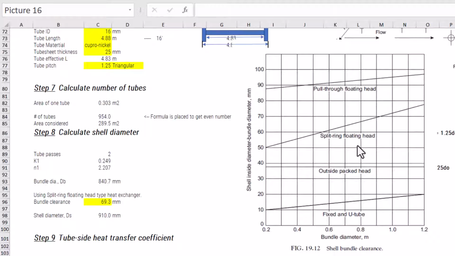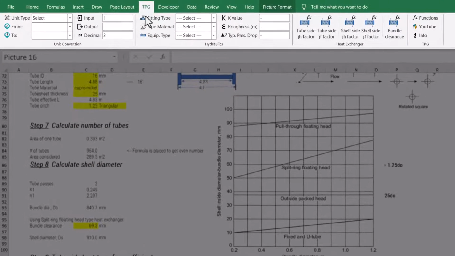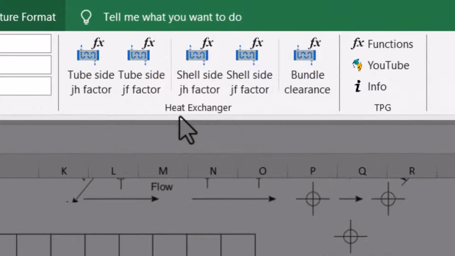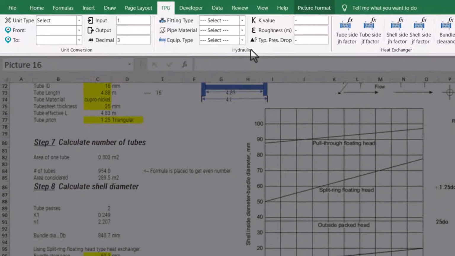As you know, in Excel we cannot read static images, the static graphs. So to allow Excel to read the information of this graph, we need to digitize it. What I have done in my own Excel add-in, the TPG Excel add-in, is add one separate section dedicated to heat exchanger design. Those people who have already watched my earlier videos might already know I have used the features of unit conversion and hydraulics in my previous videos.